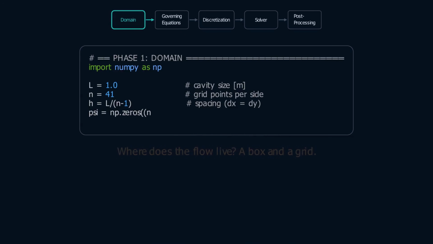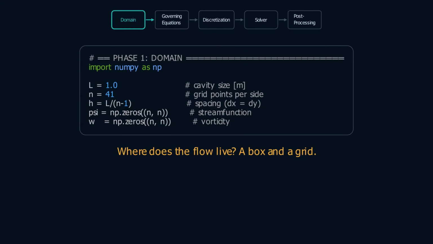In code, the domain is just this: a box size, a grid resolution, and 2 arrays of zeros. Stream function and vorticity. Those 2 arrays are about to become the entire flow field.